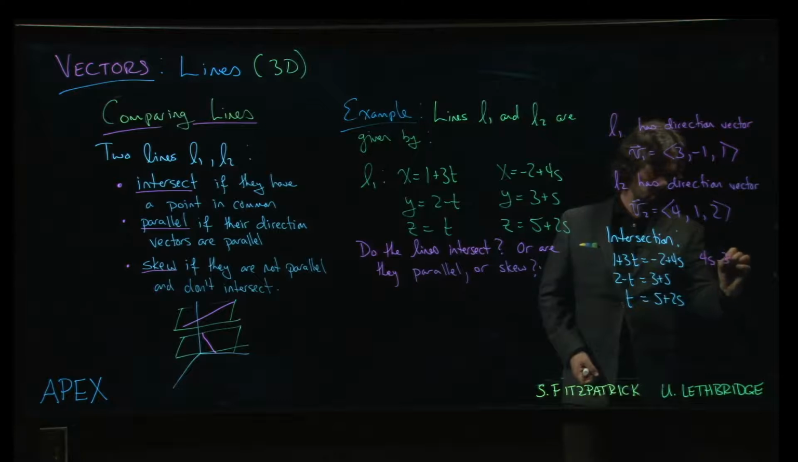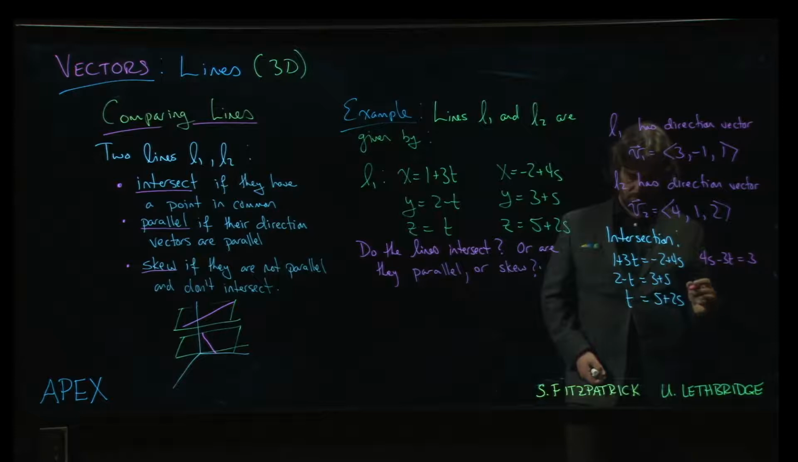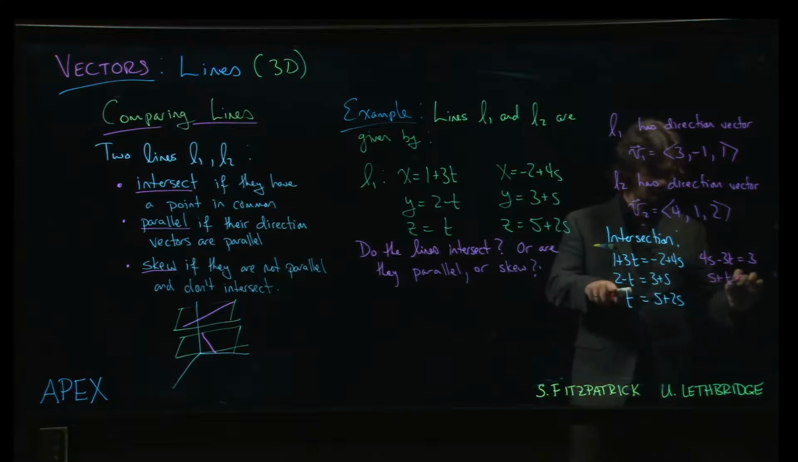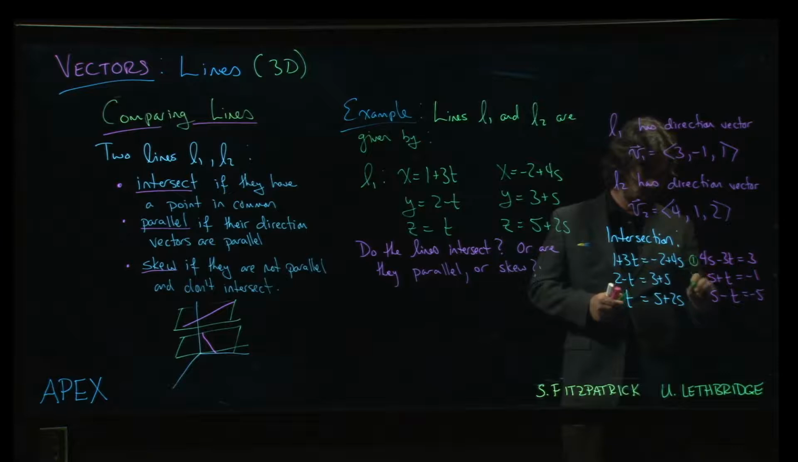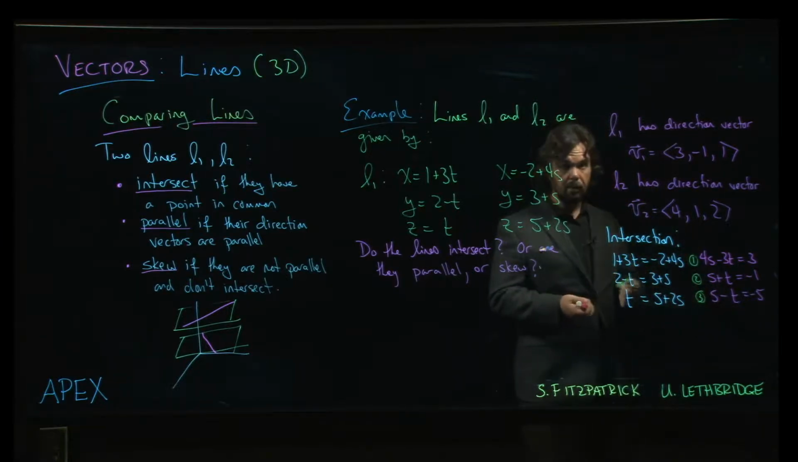4s minus 3t equals 3, okay? This one, s plus t equals, if I move the 3 over, minus 1. Here, s minus t equals, if I move the 5 over, minus 5. Right? So we get these three equations, 1, 2, 3. And now we play around with those.